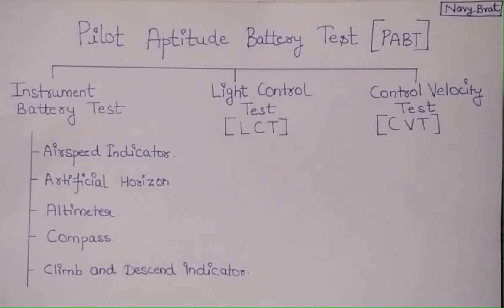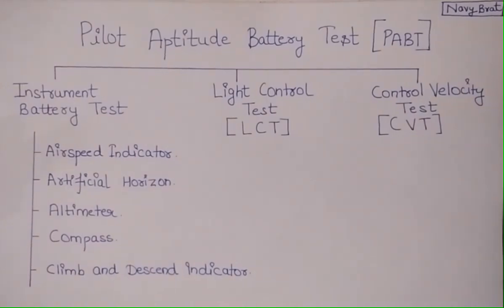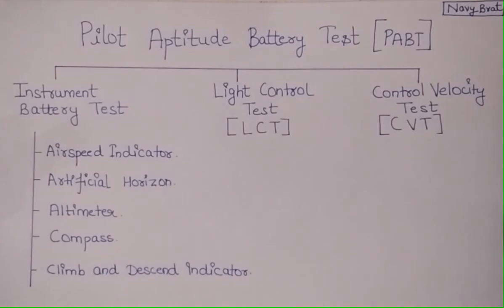So let's start. PABT has been divided into three parts: the instrumental battery test, or you can say the meter reading test or apparatus reading test. The second one is the light control test, and the third one is the control velocity test. So let's start with the instrumental battery test.